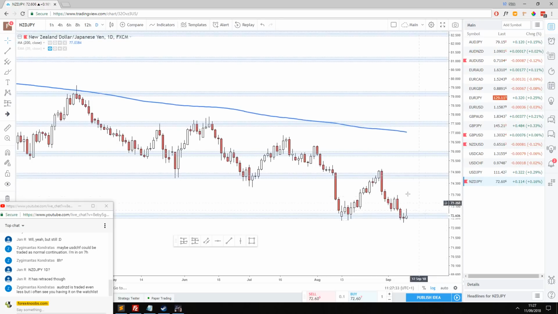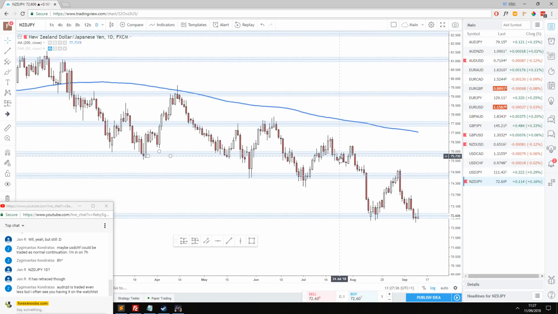This one's going to stay on my watch list for a while, I guess, because we've discussed it now, so it's on there now, so I guess we'll look at it tomorrow. But as for me personally taking trades on them, New Zealand JPY or AUD New Zealand, it's going to be a rare thing.